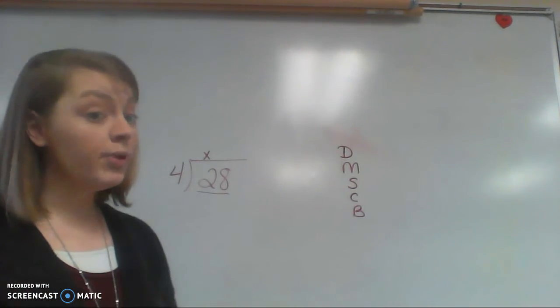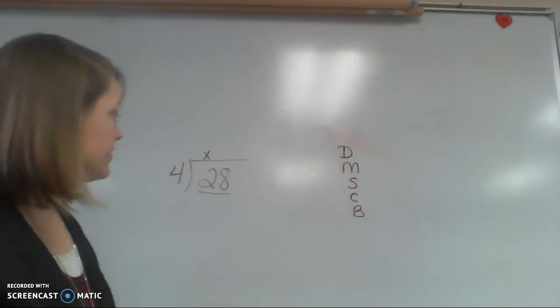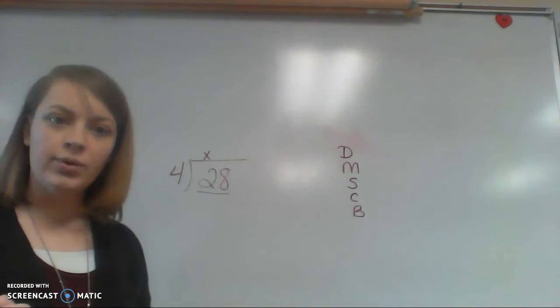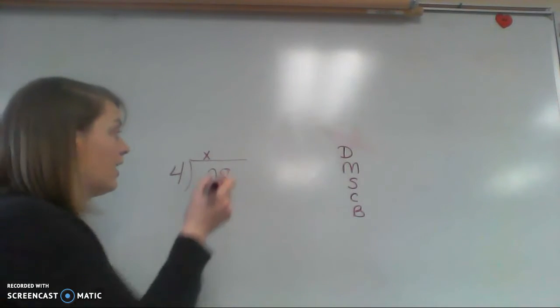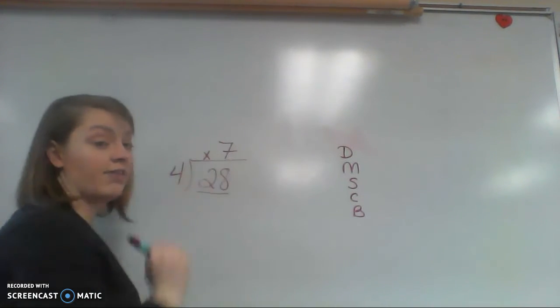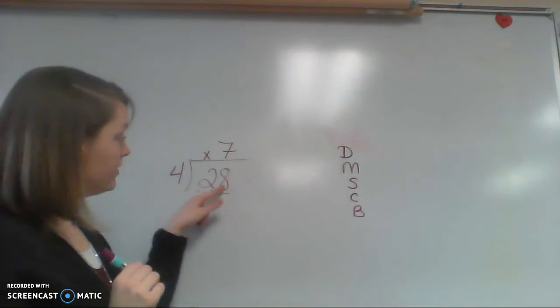All right, well, you think through your multiplication tables, and you say, oh, that's actually one I know. There is something times 4 that can give me 28. And that is a 7. All right, so I've divided.